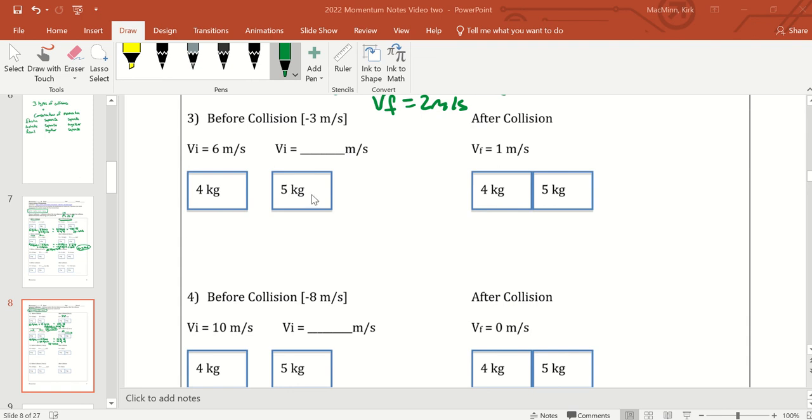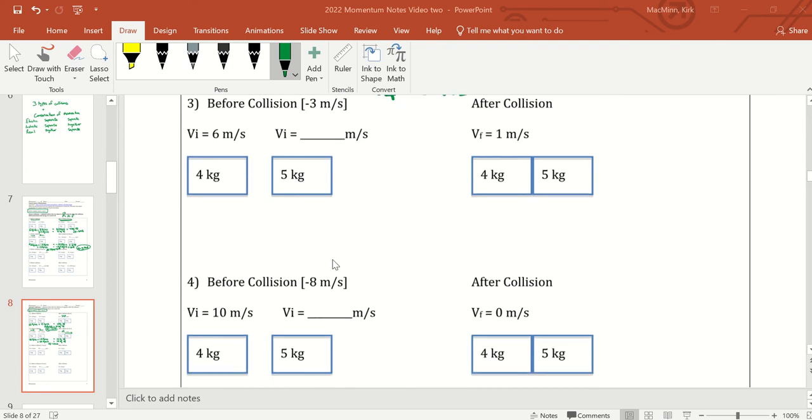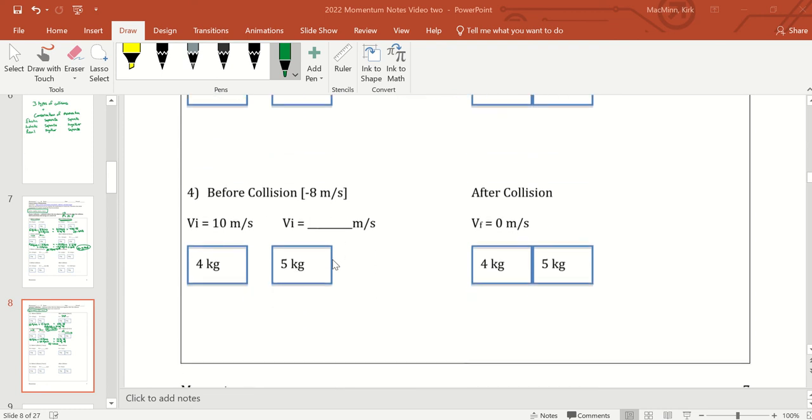So now that you've finished them, you should see that the initial velocity of the 5 kilogram mass was 3 meters per second left, or negative 3 meters per second. And in number 4, the initial velocity of the 5 kilogram mass was 8 meters per second left, or negative 8 meters per second.